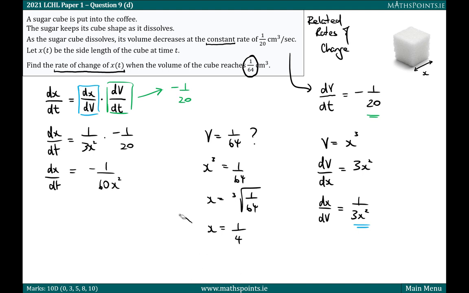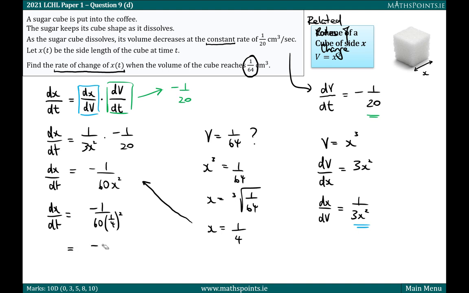So we're going to sub this in because that's the instant. When x is equal to a quarter, that's when we're interested in what's the rate of change of that side x. So dx dt is equal to minus 1 over 60 by a quarter squared, which is equal to minus 4 over 15 centimeters per second. So when the cube has a volume of 1 over 64, the side length is 1 over 4, and the rate of change of the side length is minus 4 over 15 centimeters per second.